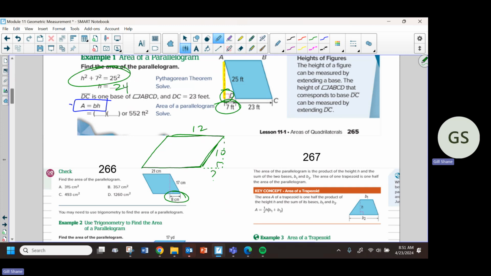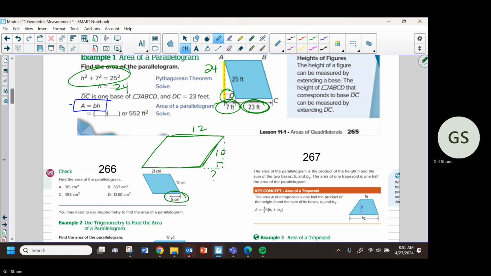So once you know that's 24, now you just multiply the base. So this is the base. We don't use the 7. We just take the base of the figure and we multiply it times the height, which we just solved out to be 24. And that'll give you the area.